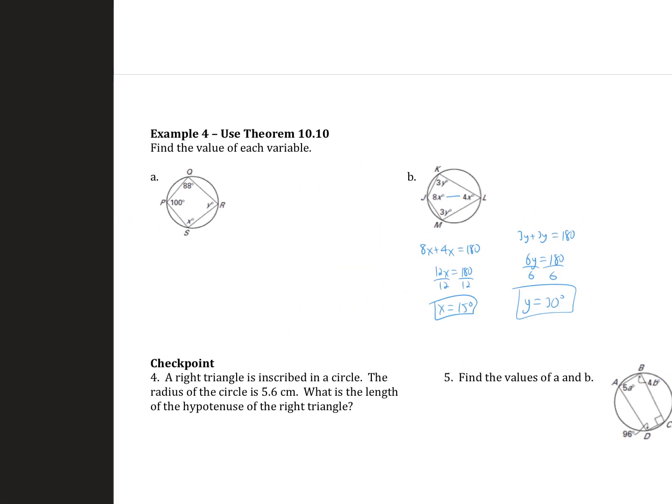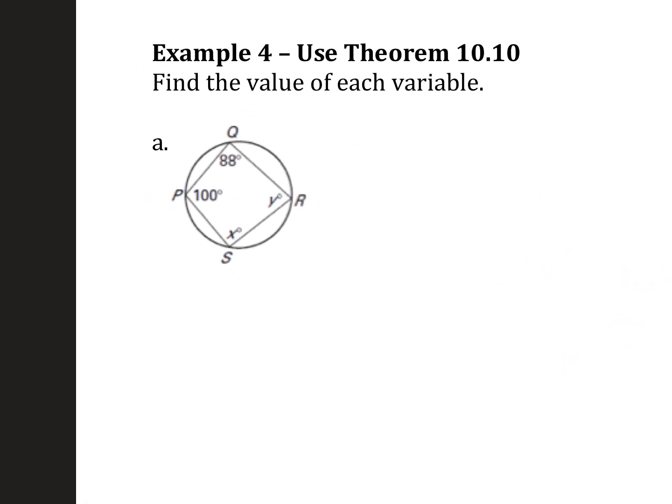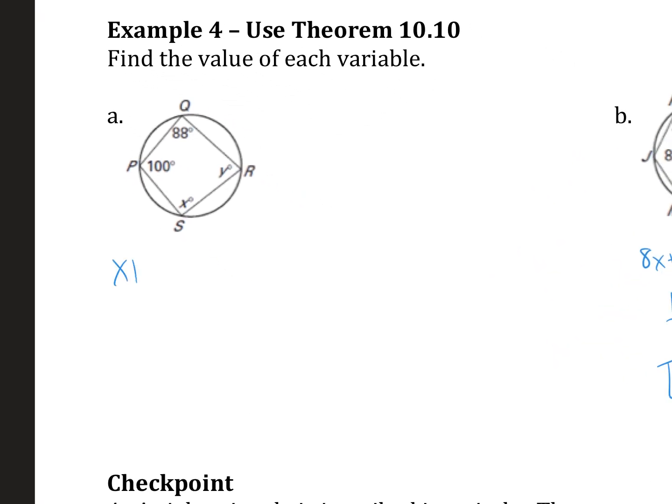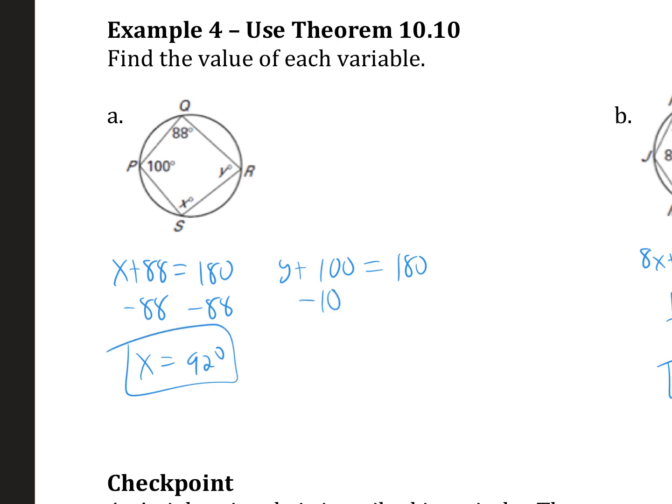Give it a try. All right. For A, we know opposite angles are supplementary. So x plus 88 equals 180. And y plus 100 equals 180. Why don't you guys go ahead and solve those if you didn't set that up that way. Subtract 88. So x equals 92. And over here, minus 100. Y equals 80.